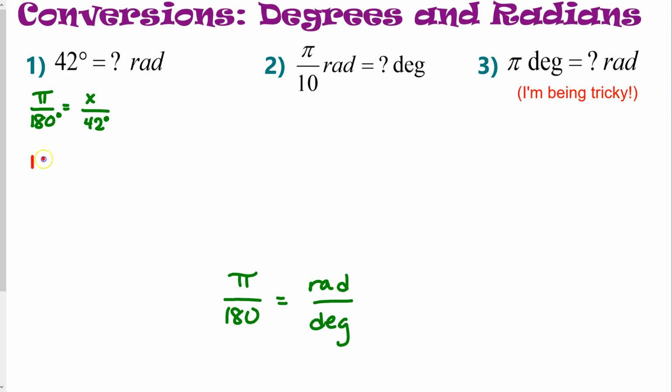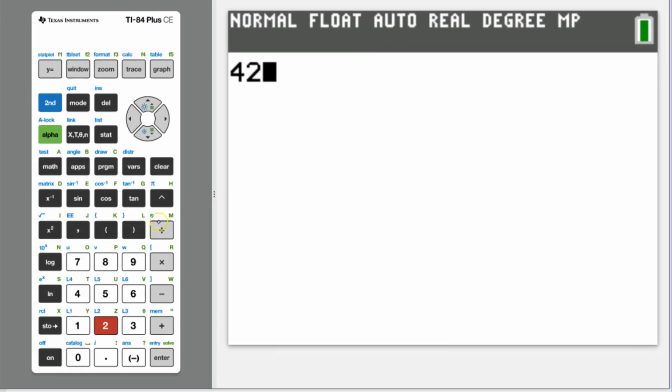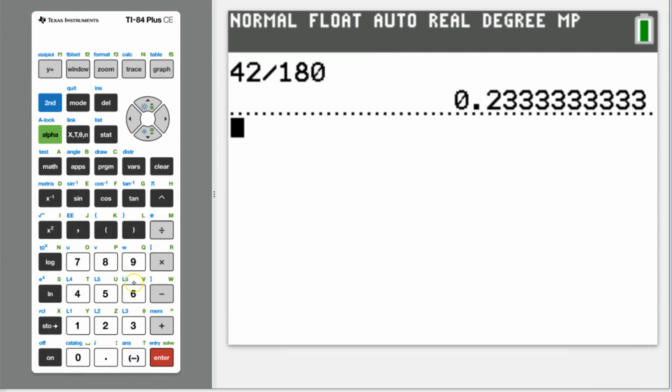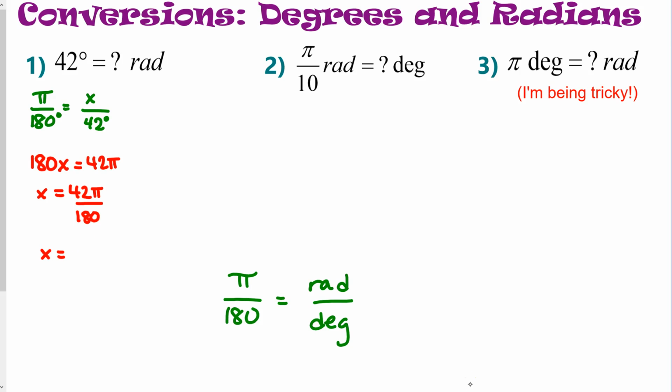Next thing we want to do is cross multiply. So we have 180x equals 42 pi. And then divide both sides by 180. So x equals 42 pi over 180. And then we're going to reduce the fraction, but what you can do if you're using your calculator to reduce the fraction is just put 42 over 180 in there. So 42 divided by 180, and then press math, change to fraction is your first option, press enter. So that fraction reduces to 7/30. Notice I did not put the pi in there, just the numerical part, just the rational part. So this is 7 pi over 30.